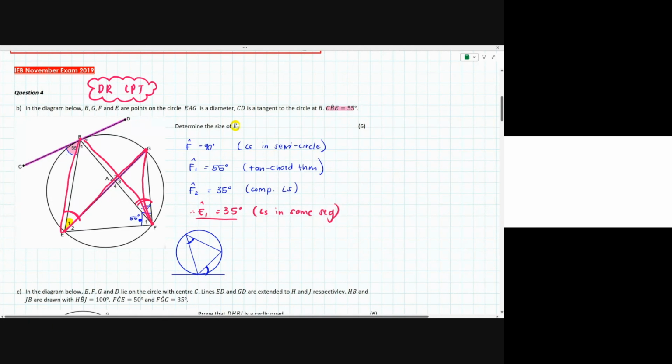Right, so like I said, this is not hard, but it's seeing where you need to go without me really giving you any information. Like I say, 6 marks, so a fair amount of marks. You get marks for your 90 angles in semicircle, 55 tan chord theorem, 35 angles in same seg. Okay, so generous marks because it is a basic question. It's just not a basic question where I'm leading you or scaffolding the question. I'm just saying, go figure it out.